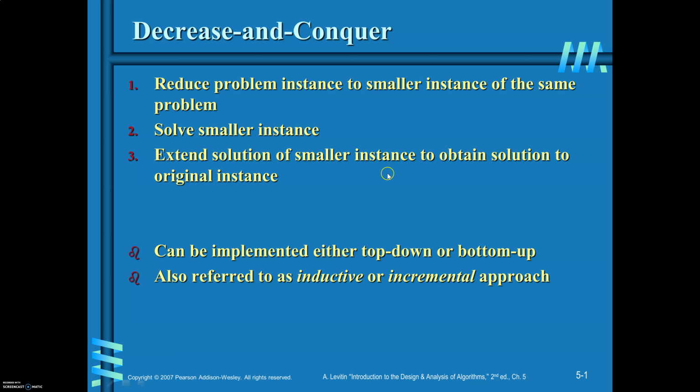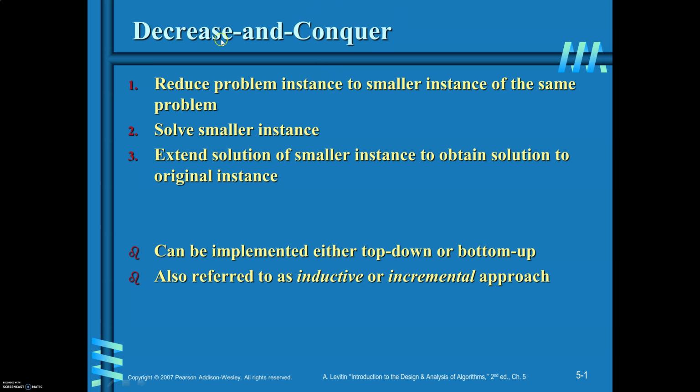So these three steps you are required to perform in order to find a solution for a given problem using the decrease and conquer design technique. This can be implemented using a top-down or bottom-up approach also. This way of finding the solution is called the inductive or incremental approach. As the name itself suggests, decrease and conquer: the first stage is the decrease stage and the second stage is the conquering stage.